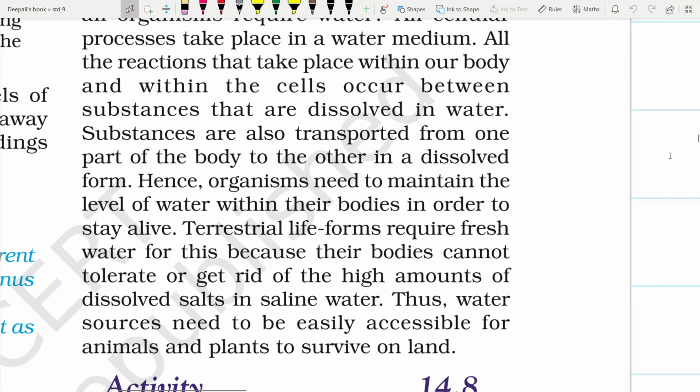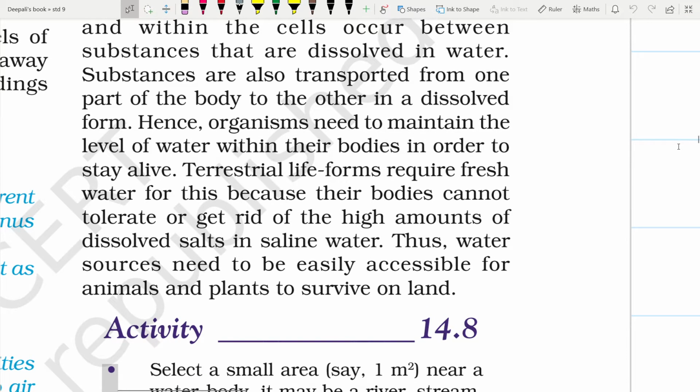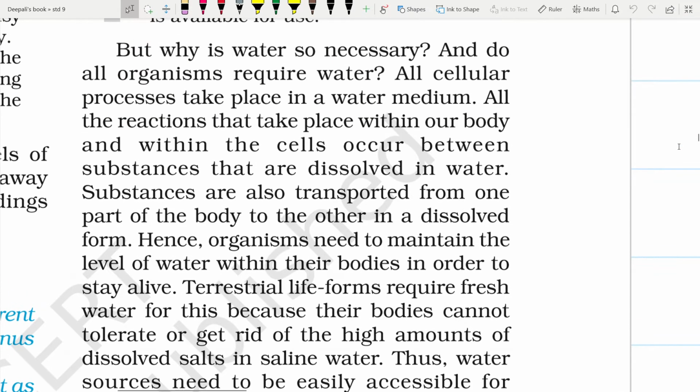Terrestrial life forms require fresh water for this because their body cannot tolerate or get rid of a high amount of dissolved salt in saline water. Thus water sources need to be easily accessible for animals and plants to survive on land. So these are the necessities of water.